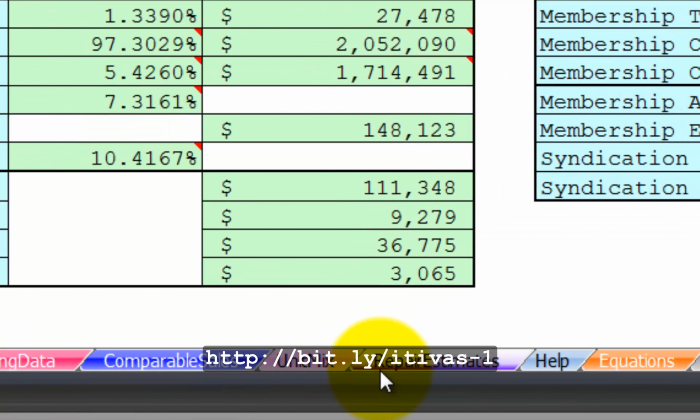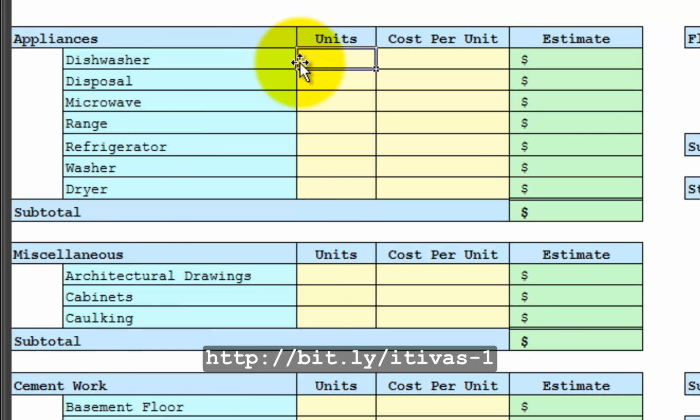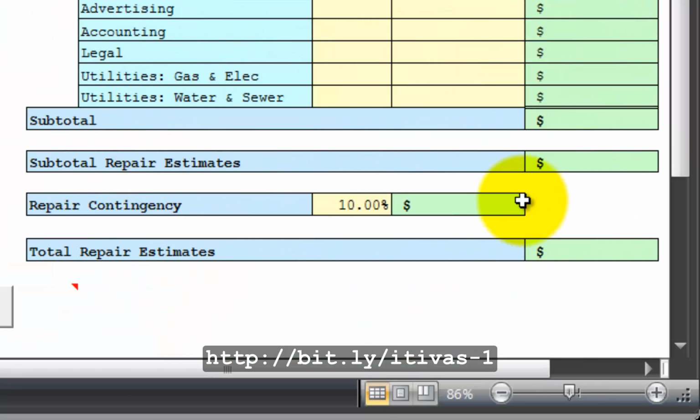Also, I want you to see the repair estimates worksheet. This is for cosmetic repairs. You can specify in the yellow entry cells the number of units and the cost per unit, and the spreadsheet will calculate the estimated cost and perform all the subtotaling and the totals.